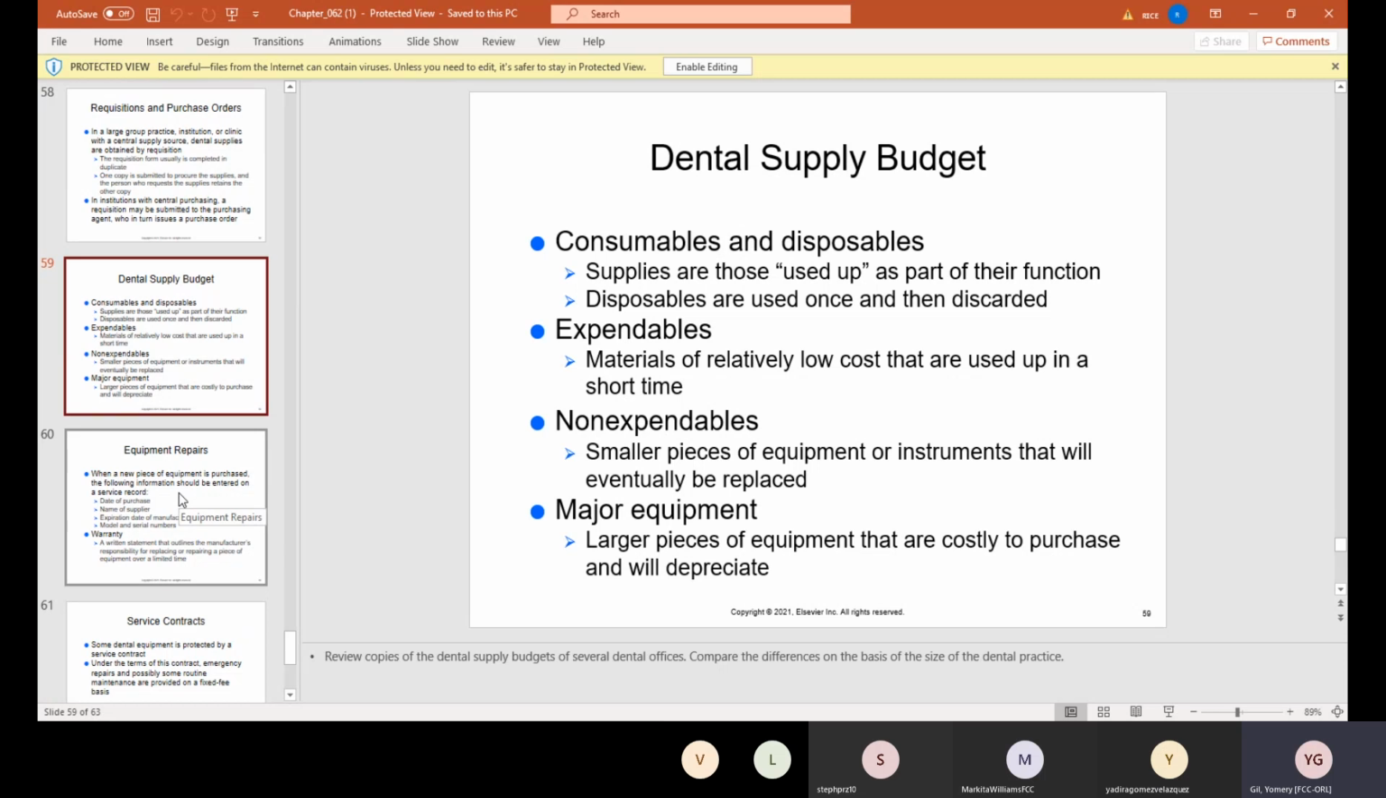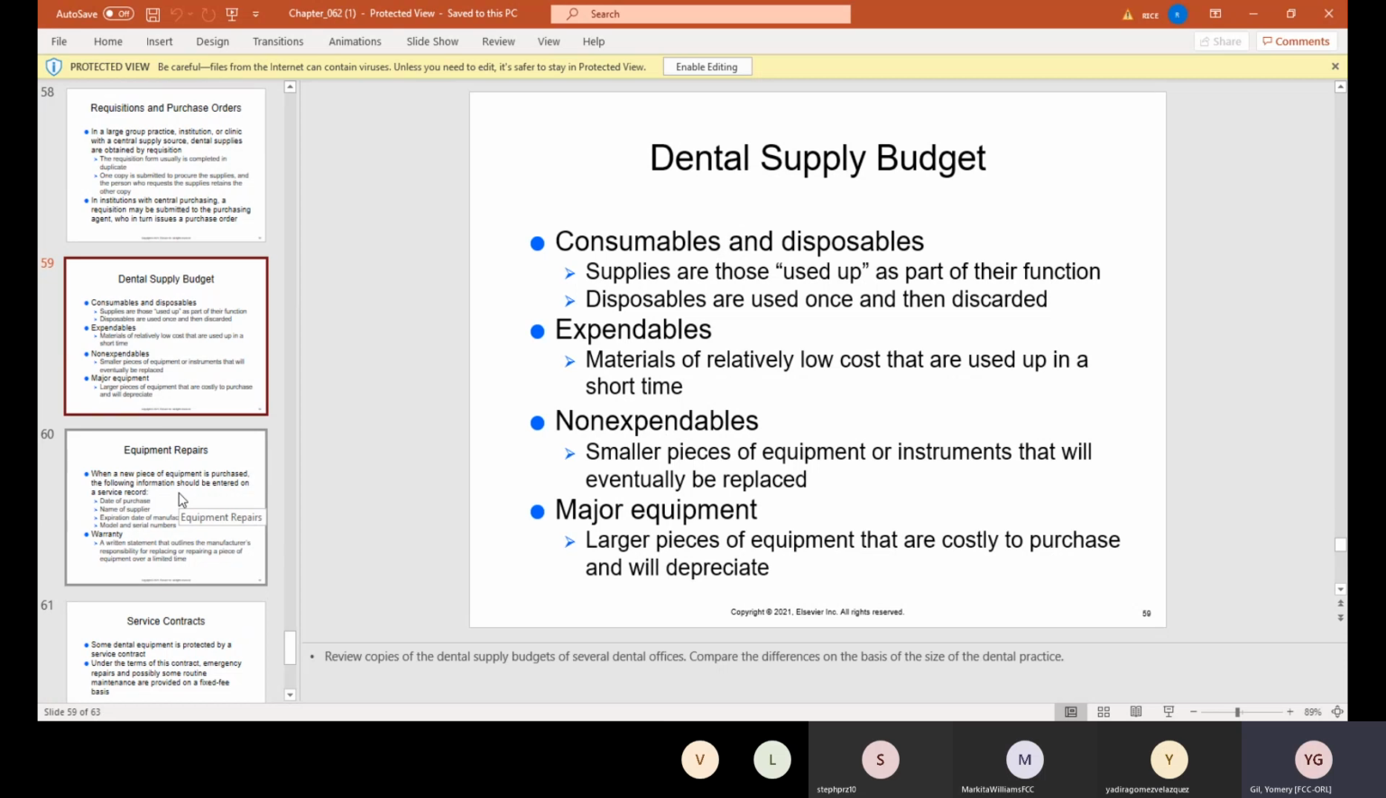Expendables. Materials of relatively low cost that are used up in a short time. Non-expendables. Smaller pieces of equipment or instruments that will eventually be replaced. And those can be hand pieces, the drills that the doctors use, and the Explorer, the hand mirror, and most of the dental instruments that the doctors use. You can use those for a period of time, but they'll get rusty, they'll bend, they'll break, etc., and eventually they will be replaced. And then major equipment, which are larger pieces of equipment that are costly to purchase and will depreciate. So basically, like X-ray, like the panoramic machine, that's major equipment.